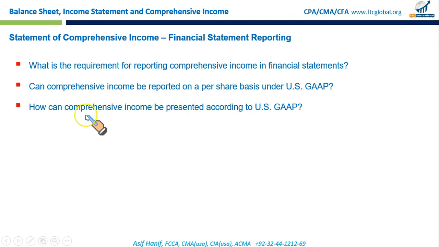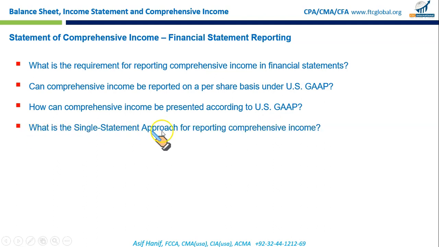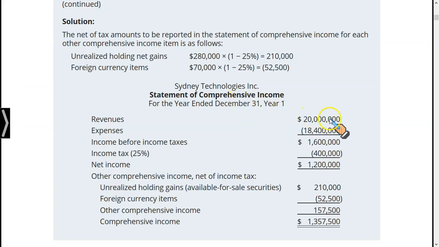Then it says, how can comprehensive income be presented according to the US GAAP? Yes, there are two ways I will show you. One is the single statement approach and the other is the two statement approach. And what is the single statement approach for reporting comprehensive income? Where a single statement approach has been adopted, you need to include both your net income and other comprehensive income in a single continuous statement. Let me show you. This is a single statement showing you the net income, and immediately after that you have the OCI components, and that's your statement of comprehensive income in a single go. All this in a single statement.